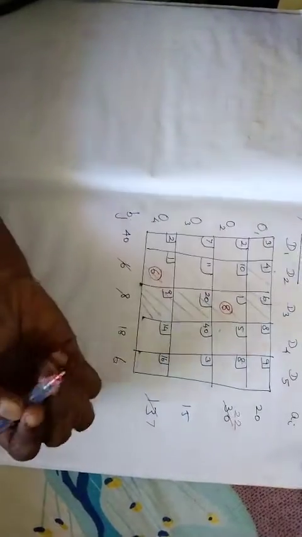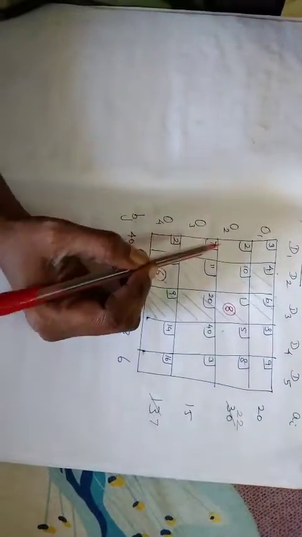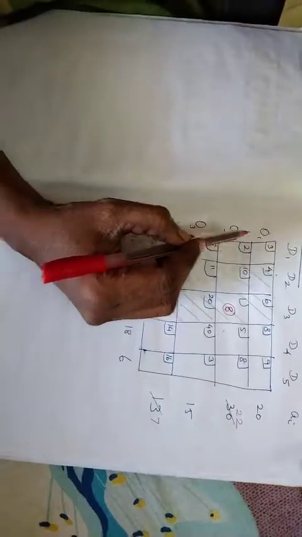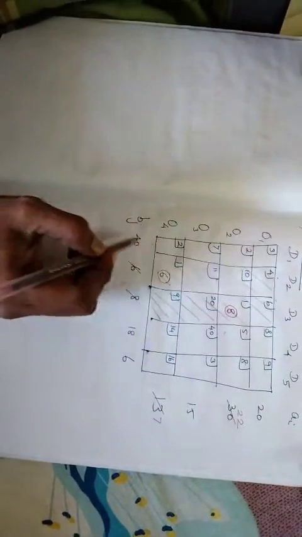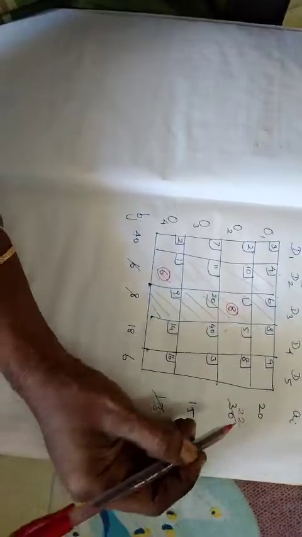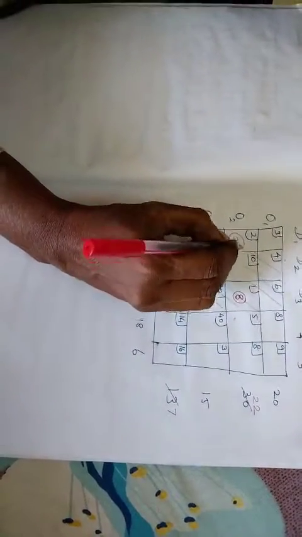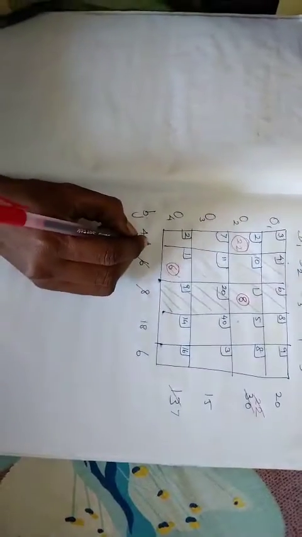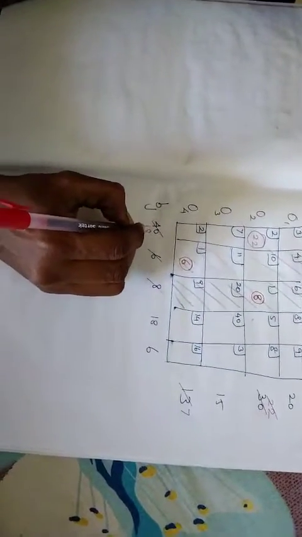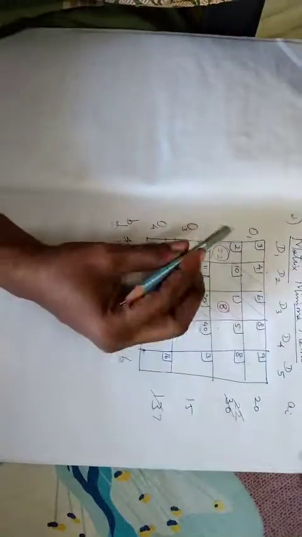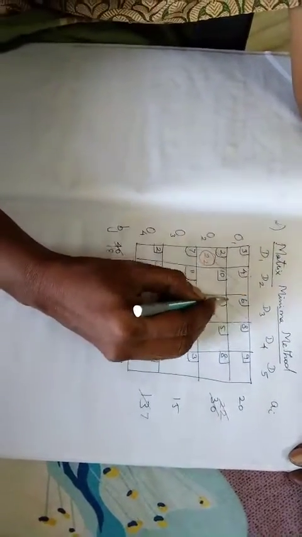cost. That will be 2. 2 occurs in 2 places. You select any one of the cells. I select 2, 1. In that cell the allocation will be the minimum of 22 and 40, that is 22. So 22 gets cancelled, and here the remaining is 18. So you strike out the second row.